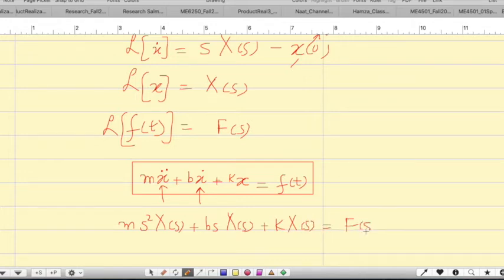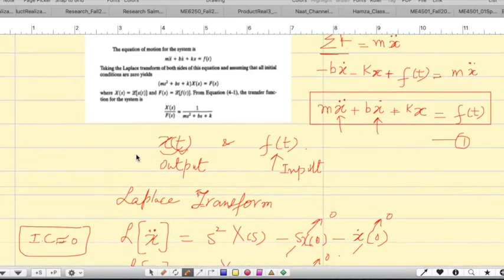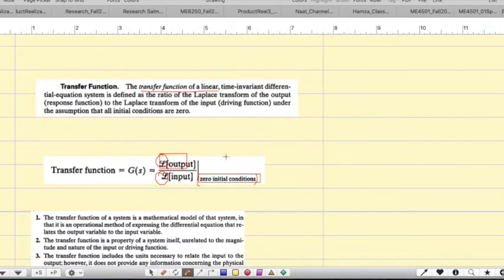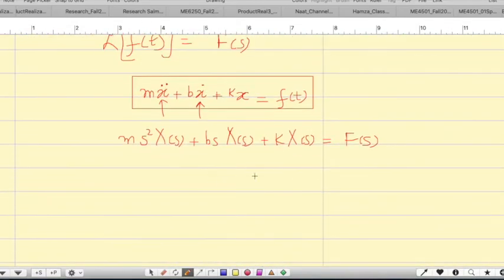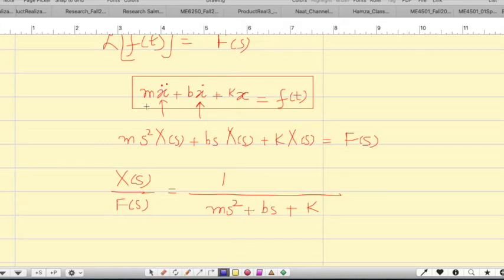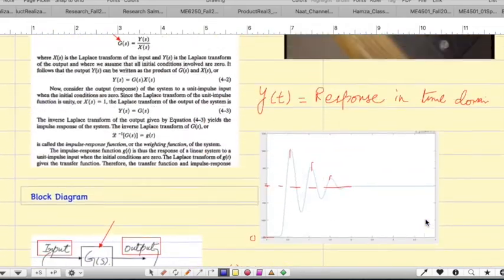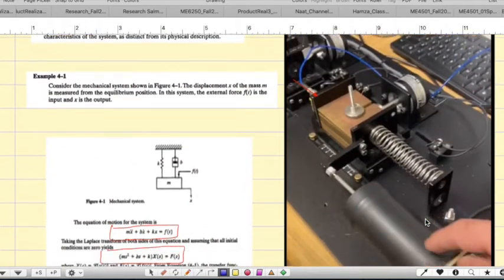And remember, what is big X? This is the output, and the Laplace transform definition says the output comes in the numerator and the denominator has the input. So let's arrange our equation. Take all the X's common, and F of s is cross multiplied to the left hand side, so you're left with m s square plus b s plus k. This is the Laplace transform of the mass spring damper system. I hope you understand that.